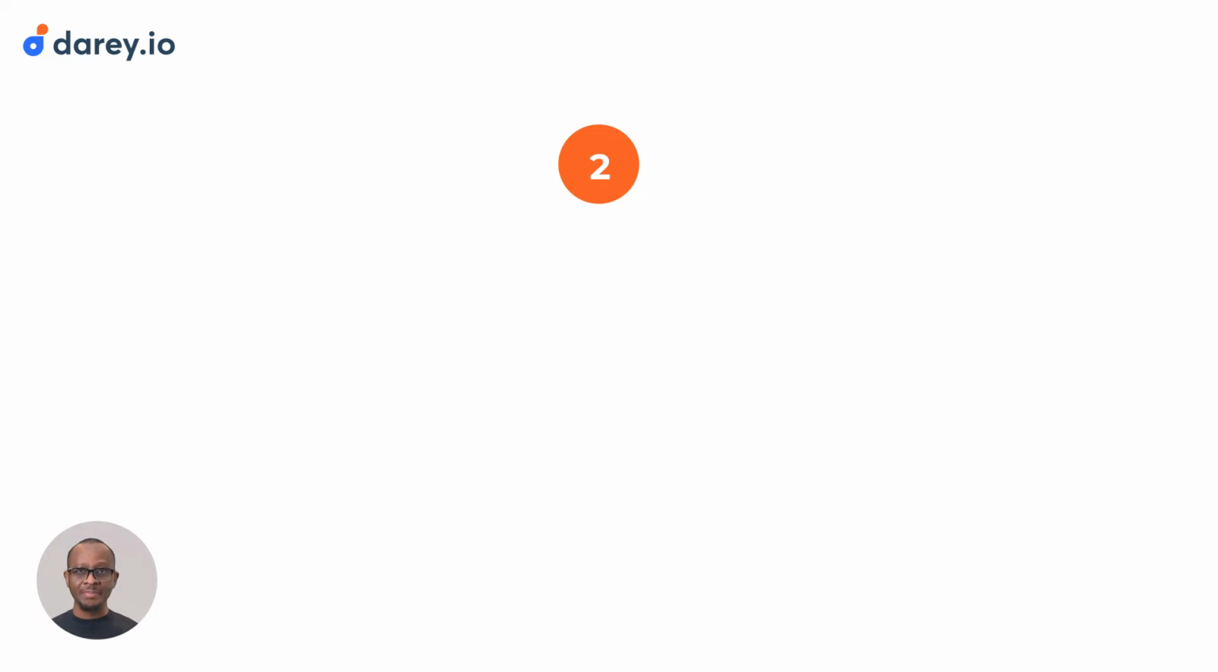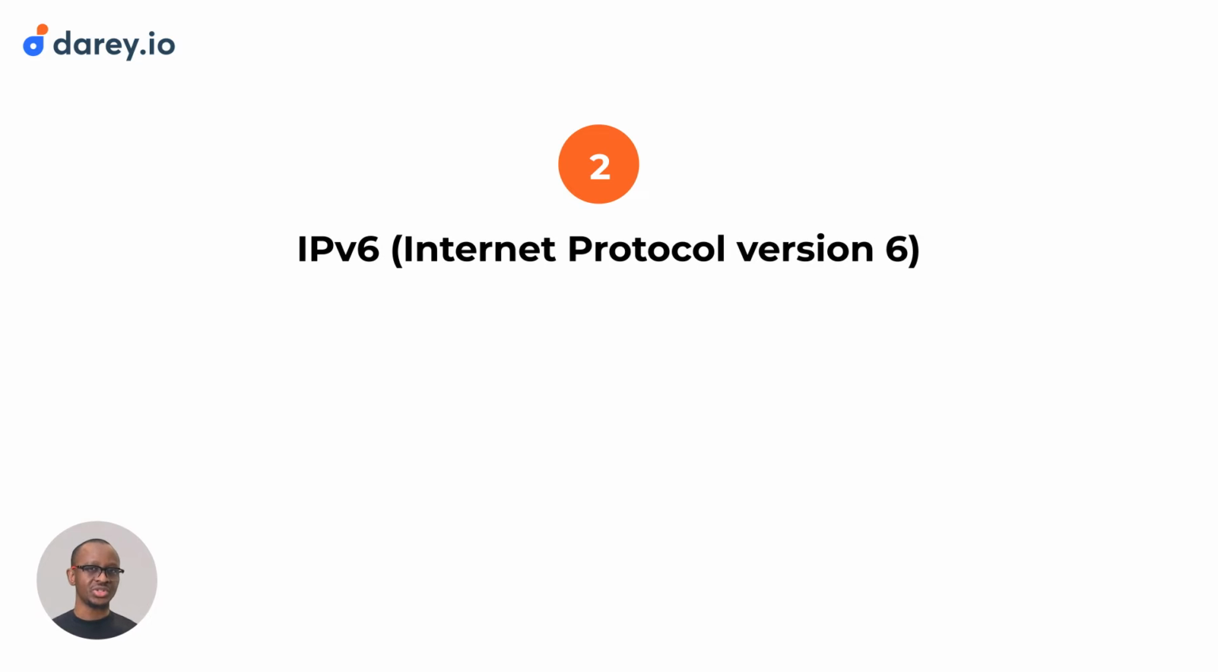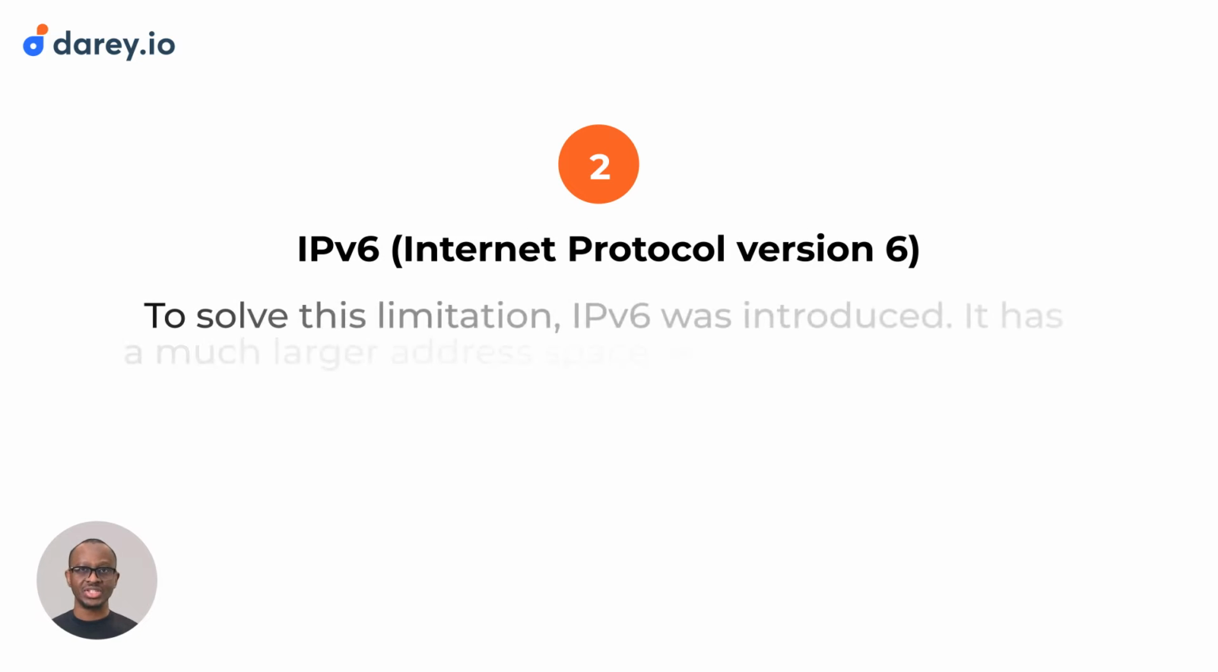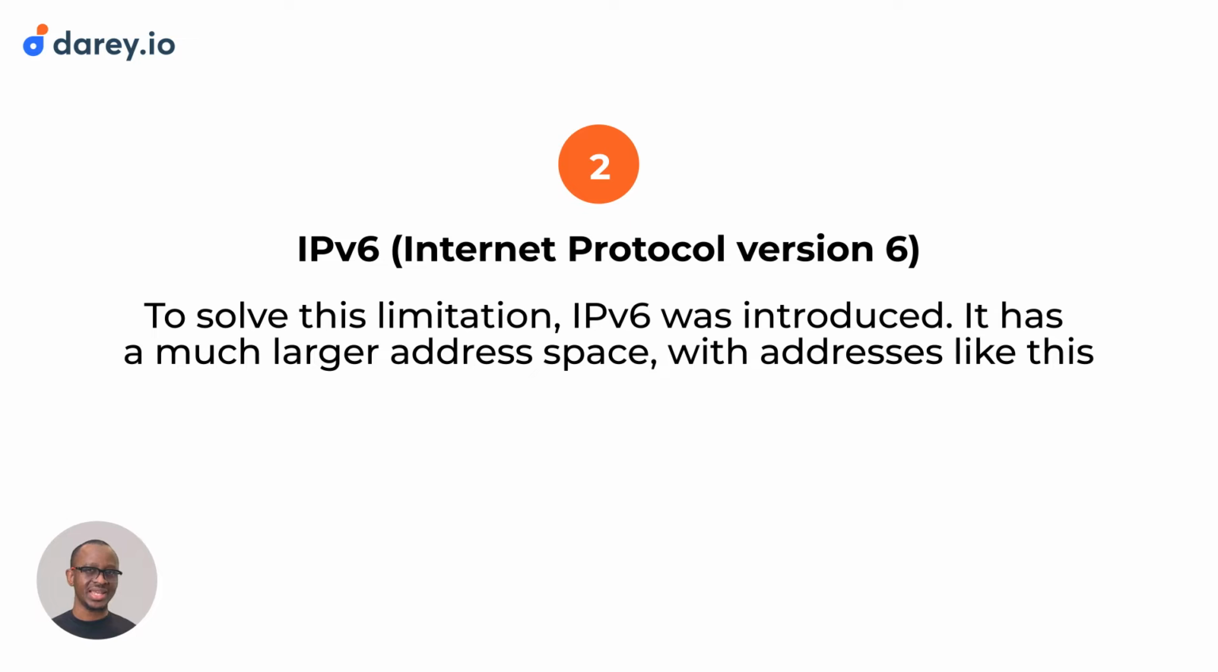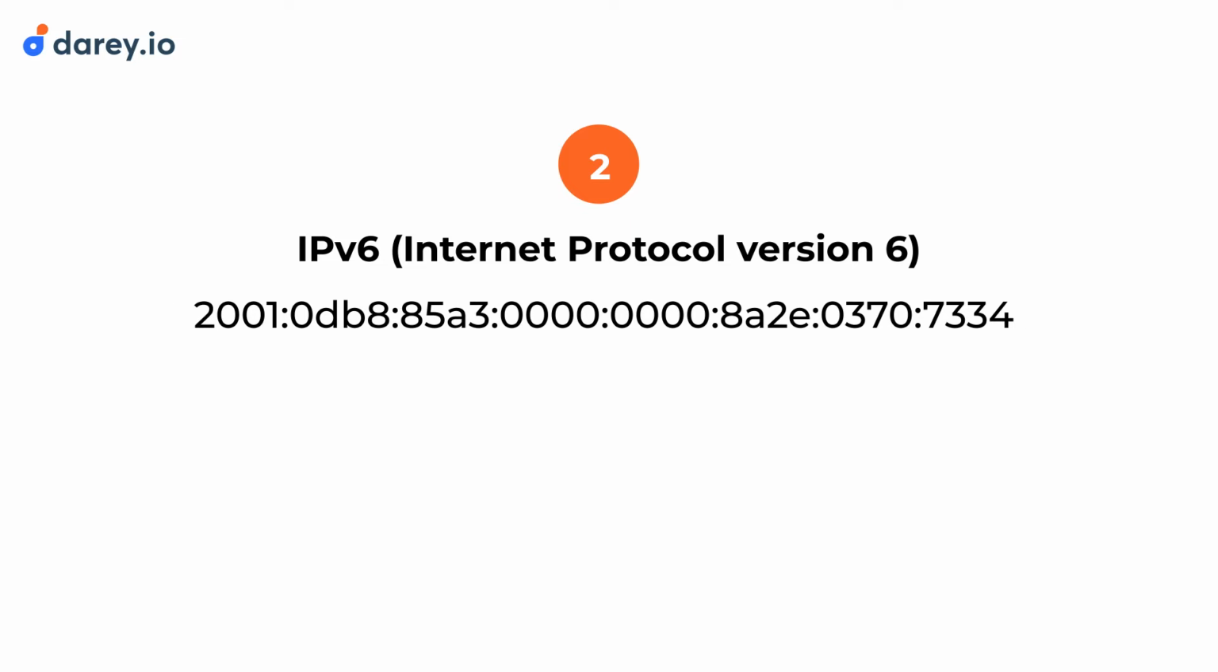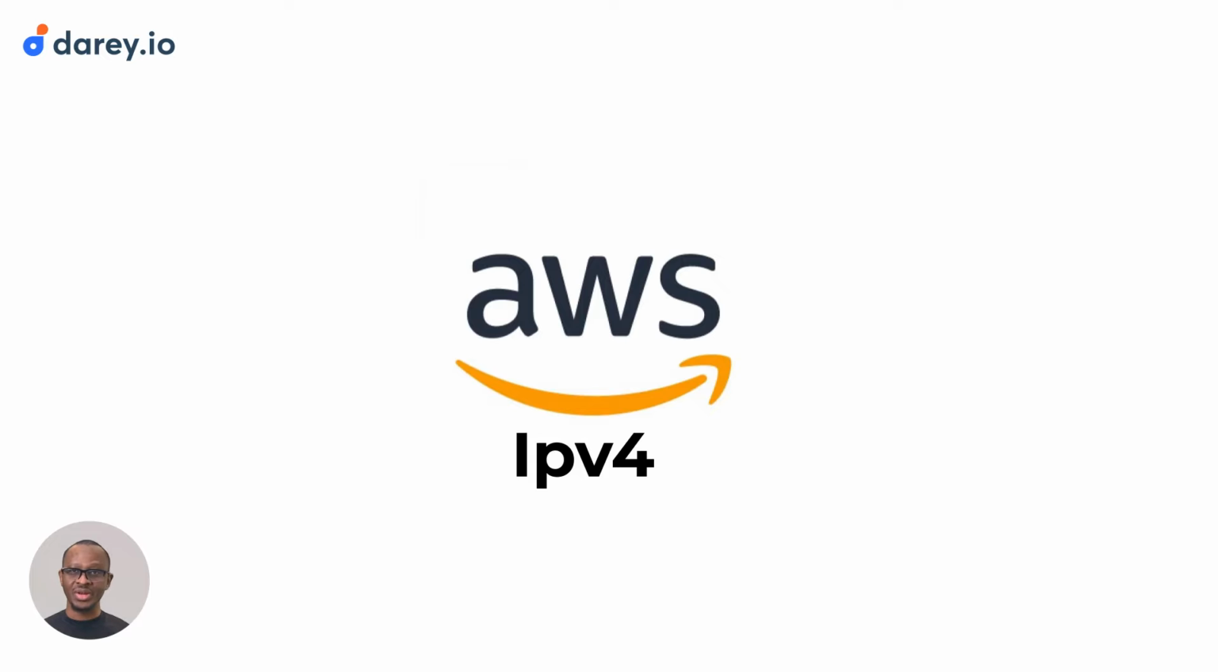Number 2, IPv6, Internet Protocol version 6. To solve this limitation, IPv6 was introduced. It has a much larger address space with addresses like this. AWS supports both IPv4 and IPv6, giving you flexibility and scalability for your applications.